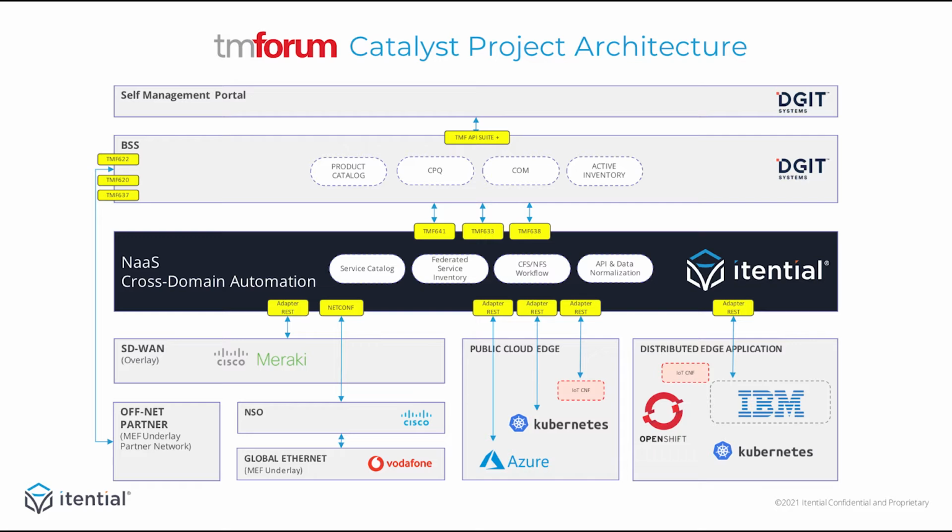Upon receipt of the order, Itential will integrate with a multitude of technologies including Digit, Meraki, NSO, Azure AKS services, and IBM Edge services via TMF and vendor-native APIs in order to fulfill the network provisioning required as part of the service order.